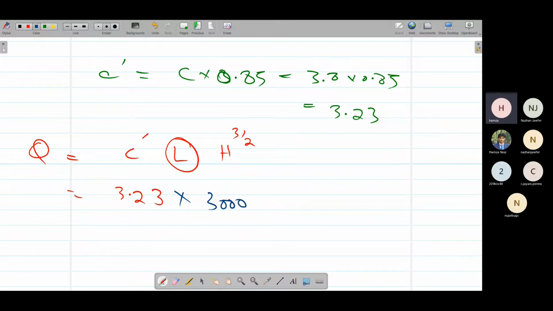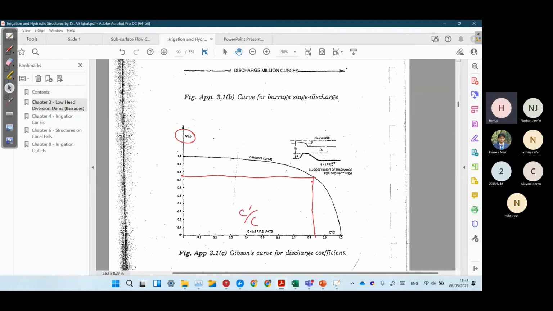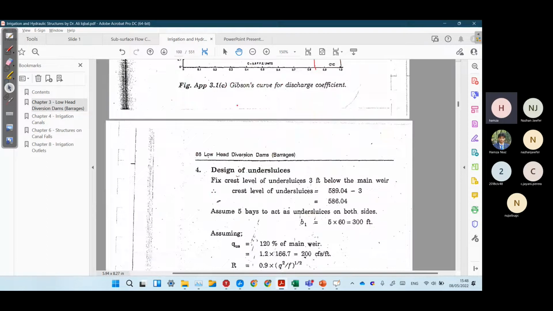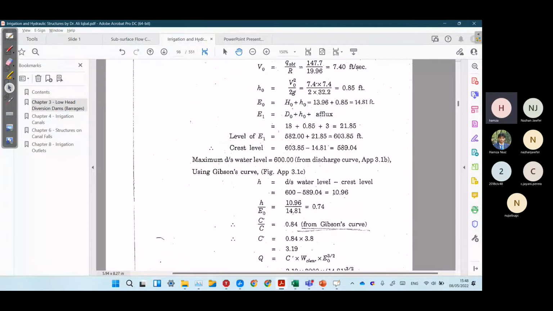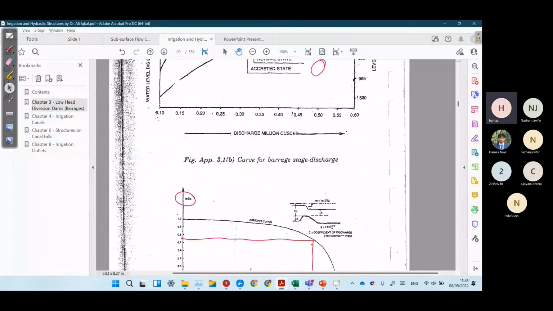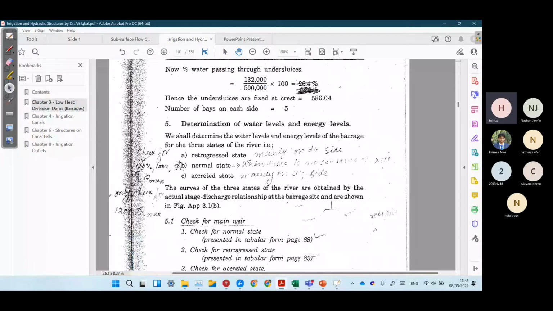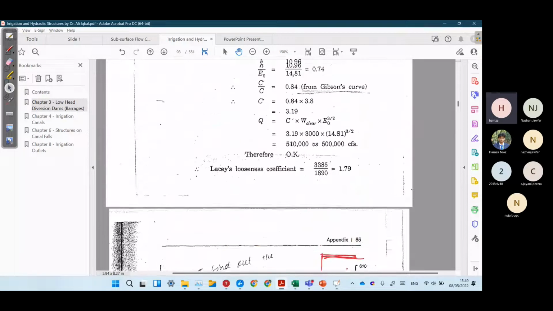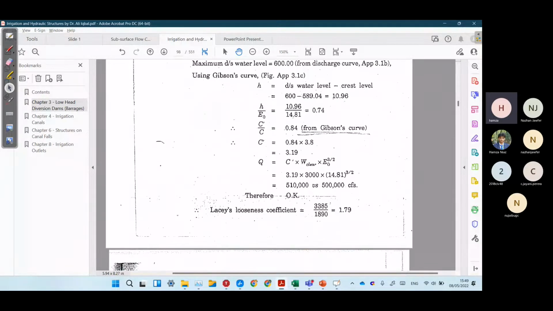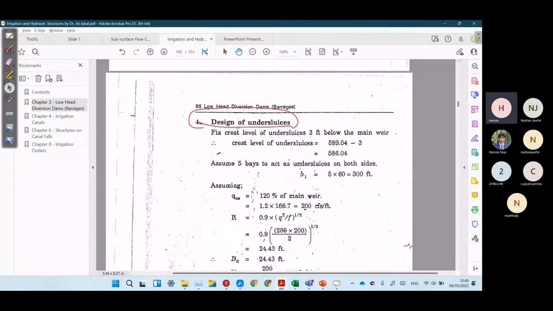So we can write this as the width between abutments, or 3000 feet. Why are we using this 3000 feet? Because we are going to design the main weir and the undersluices separately. If you look at this, after this step we have to design the undersluices separately. So we are designing the main weir separately, and we are using 3000 here. For undersluices we'll use 600 feet.